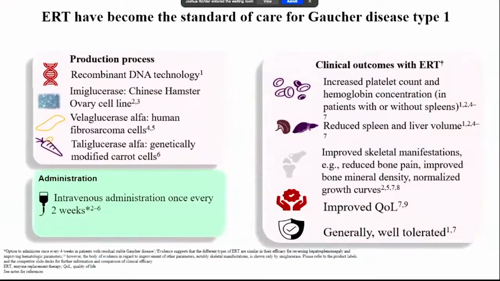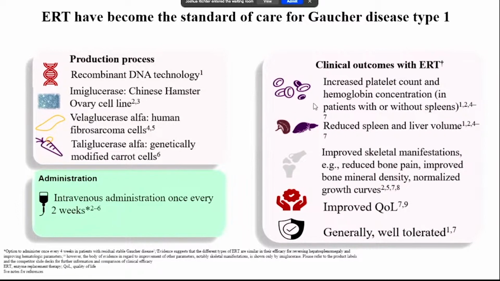For enzyme replacement therapy, we have several kinds created by recombinant DNA technology. We have imiglucerase, which we are using now, from Chinese hamster ovary cells. We have another type from human fibrosarcoma cells, and we have the genetically modified carrot cells. They use carrot cells to manufacture this enzyme replacement therapy. It's administered intravenously once every 2 weeks.